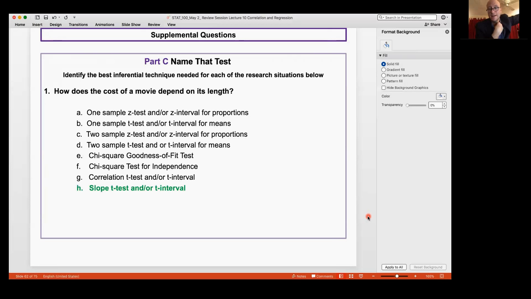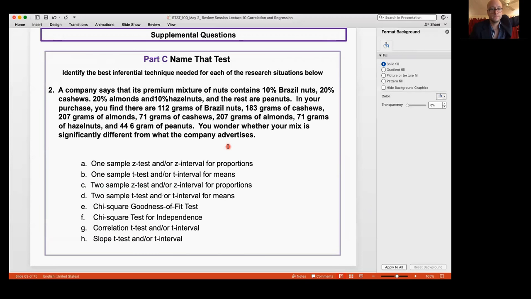Let's say one of those variables were dichotomous. Let's say we had cost as a continuous numerical variable, and then length was, say, short films and long feature films, the two categories. Well, in that case, it would probably make sense to do a two-sample t-test or t-interval for means, because then you're testing the mean difference between two groups with a null hypothesis that the difference between those two means is zero.